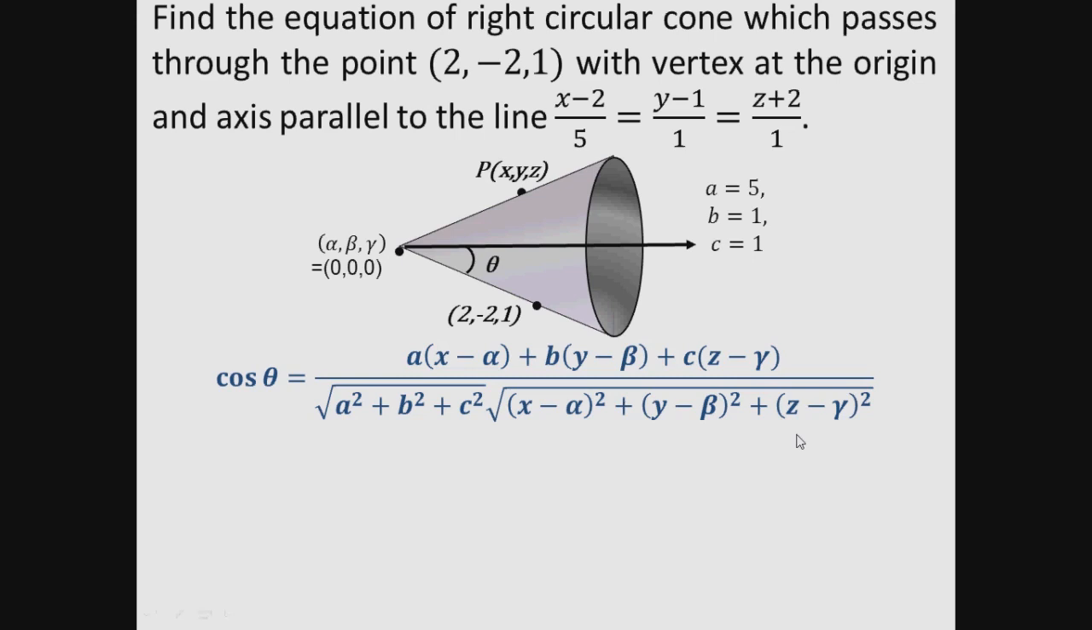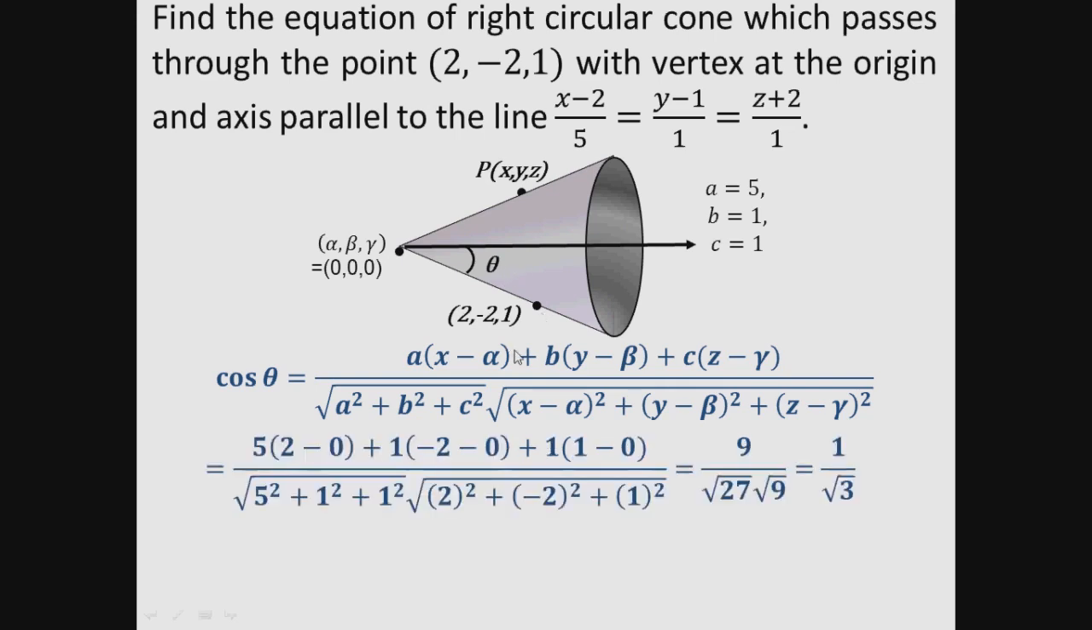Now here we don't know what theta is, so firstly by taking 2, minus 2, 1 as x, y, z and these alpha, beta, gamma, a, b, c values, we first find the value of cos theta. Then the property of this theta is that if you take any point on the cone, this theta will remain the same. So making use of that property, we can get the equation of the right circular cone. So take x, y, z as 2, minus 2, 1.